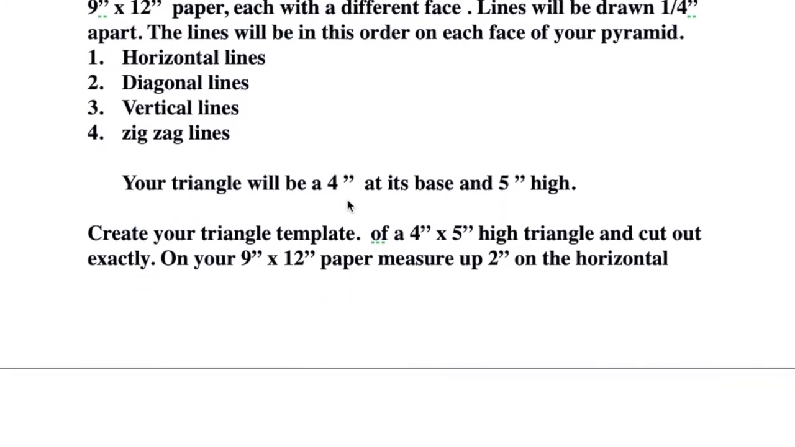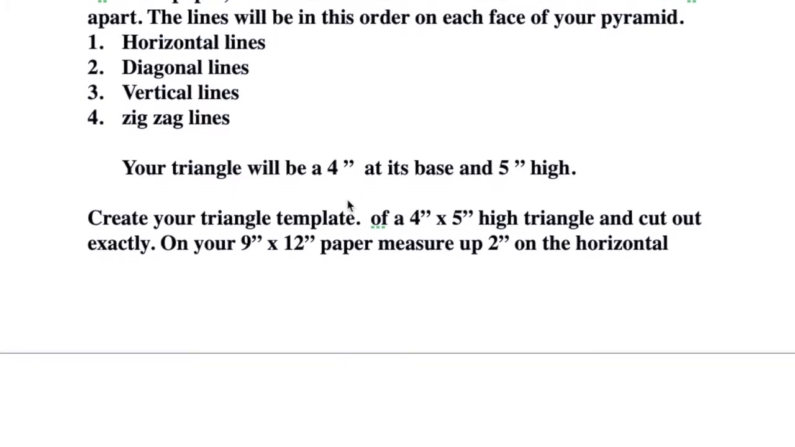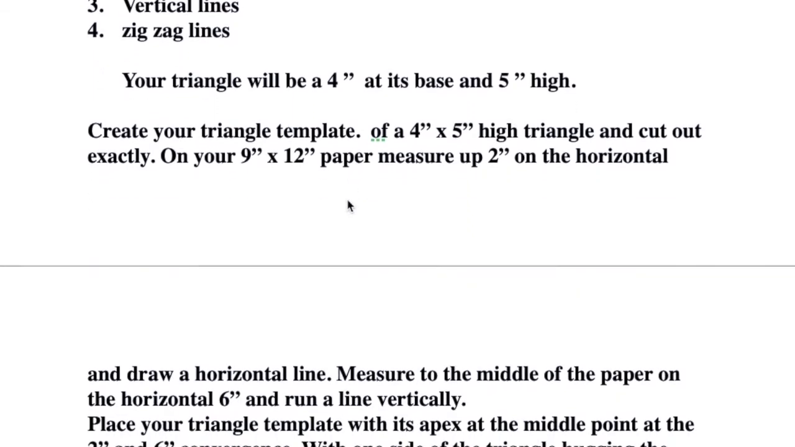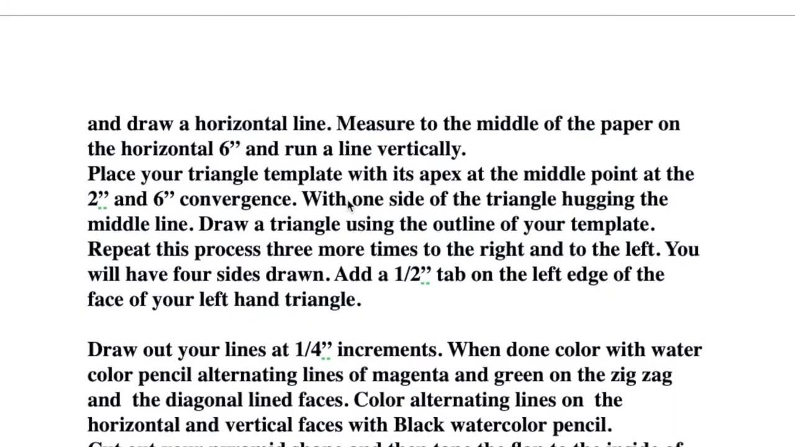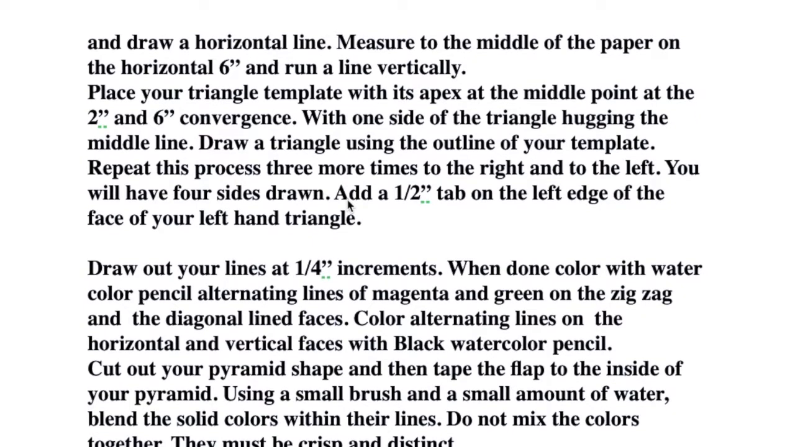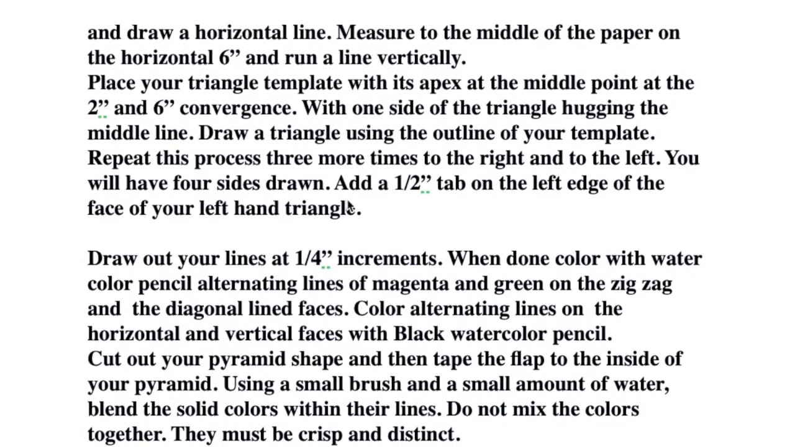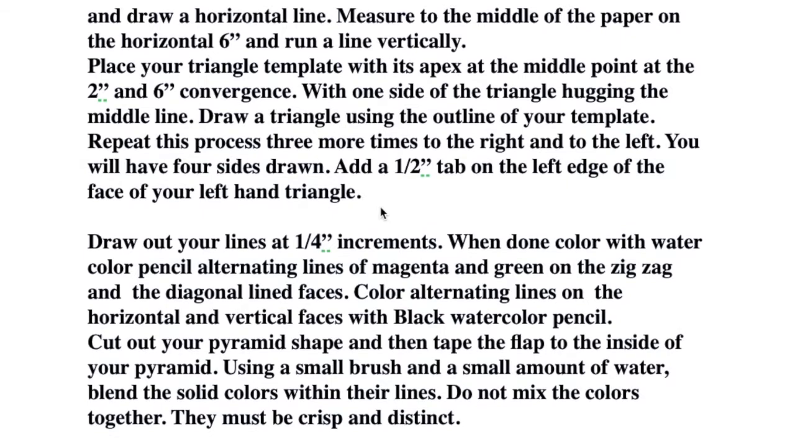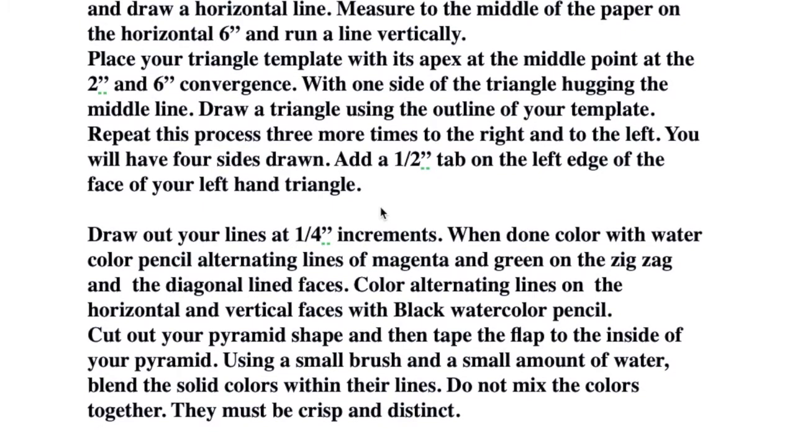Your triangle will be 4 inches at its base and 5 inches high. Create your 4 inch by 5 inch high triangle and cut it out exactly on your 9 by 12 paper. Measure up 2 inches on the horizontal and draw a horizontal line. Measure to the middle of the paper on the horizontal, 6 inches, and run a line vertically. Place your triangle template with its apex at the middle point at the 2 inch and 6 inch convergence. With one side of the triangle hugging the middle line, draw a triangle using the outline of your template. Repeat this process 3 more times to the right and to the left. You will have 4 sides drawn.